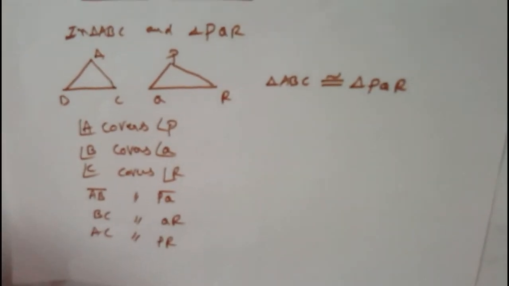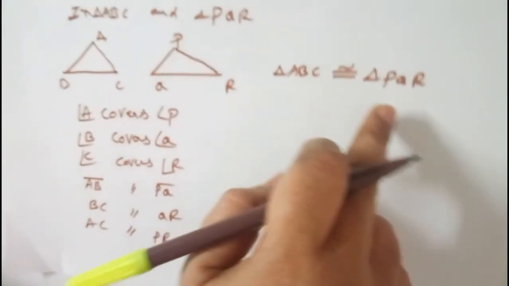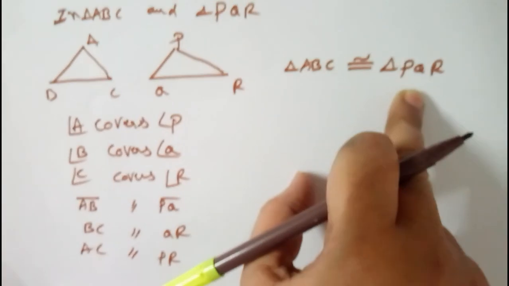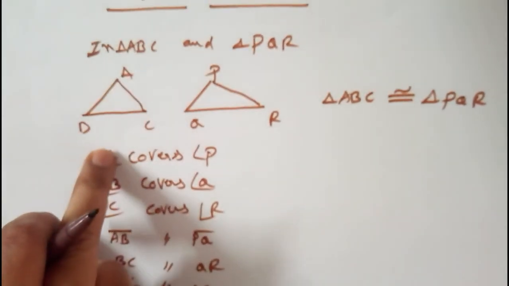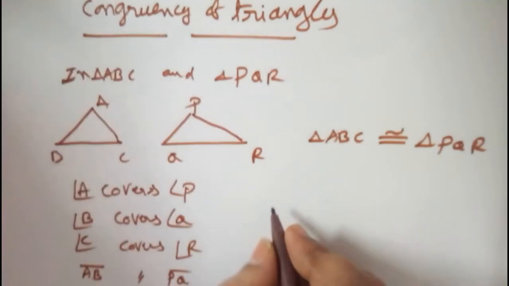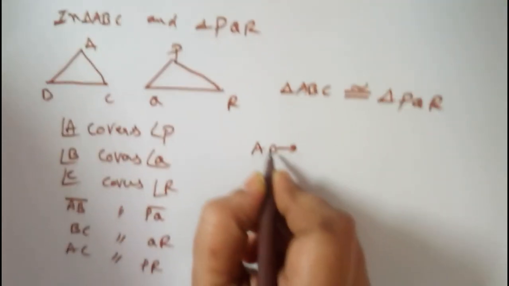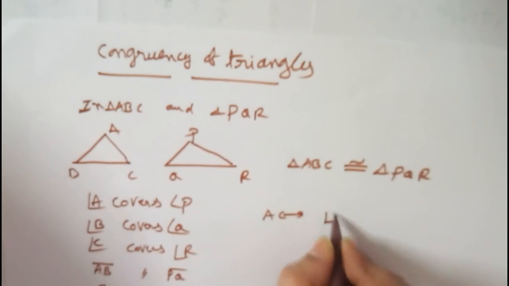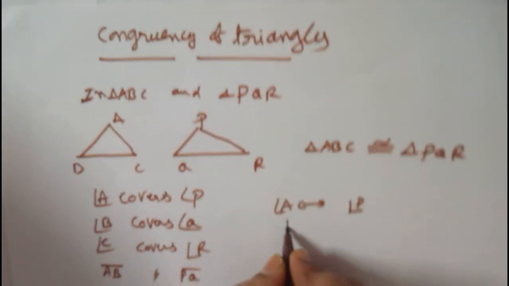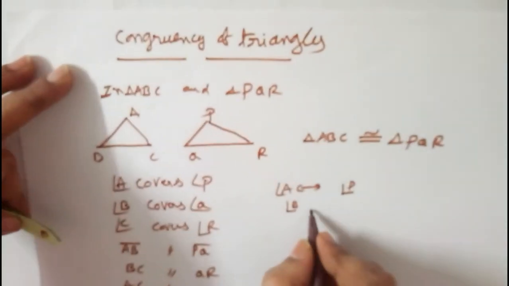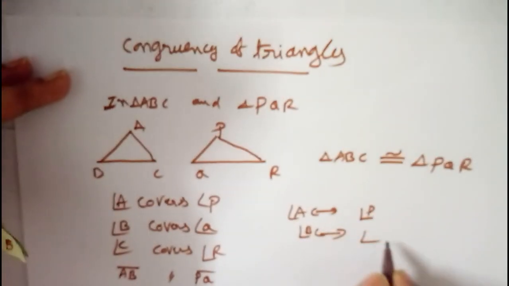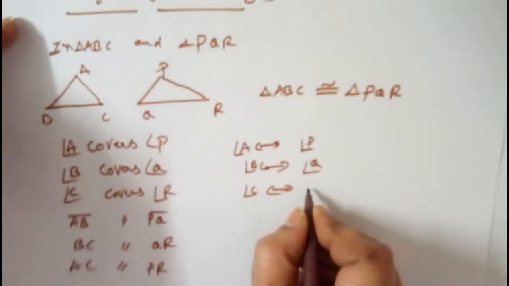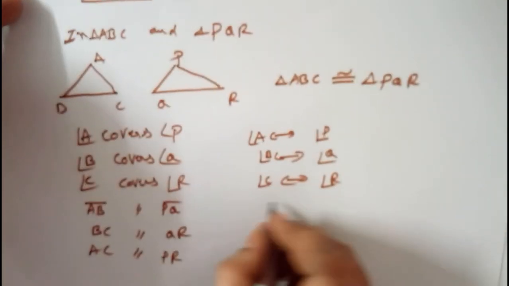So if triangle ABC is congruent to triangle PQR, there is one correspondence between the vertices. That is, you can write it as the one correspondence. Angle A, corresponding part of A is angle P. Angle B corresponding part is angle Q. Angle C corresponding part is angle R.